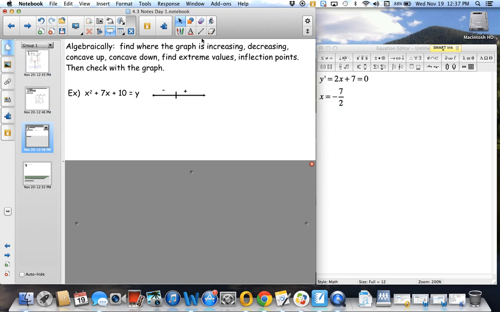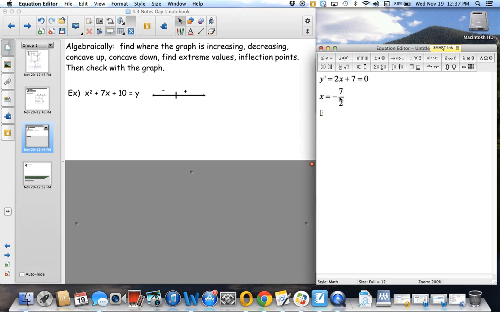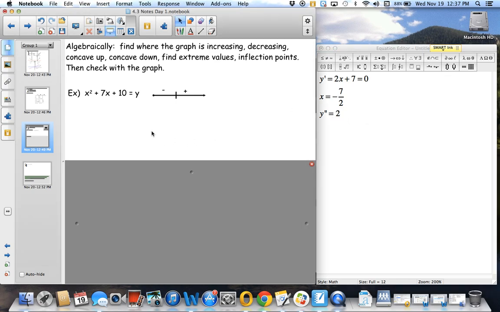Okay, let's come back over here and find the second derivative. Wouldn't the second derivative just equal 2? Well, tell me about 2. It's always 2 and it's always positive. The fact that the second derivative is always positive means that our original graph is always going to be concave up. It's concave up from negative infinity to infinity. And there's no inflection point because it's always concave up.